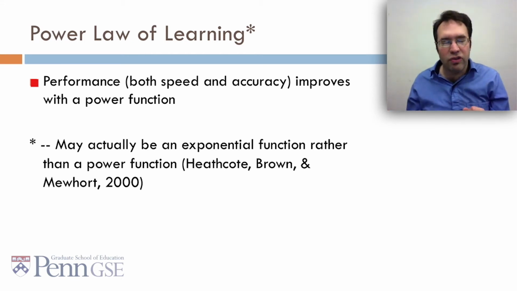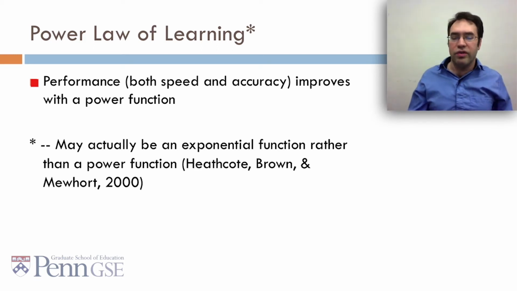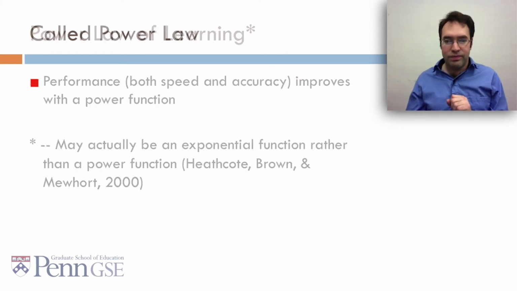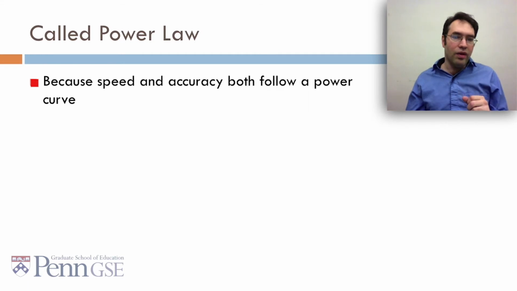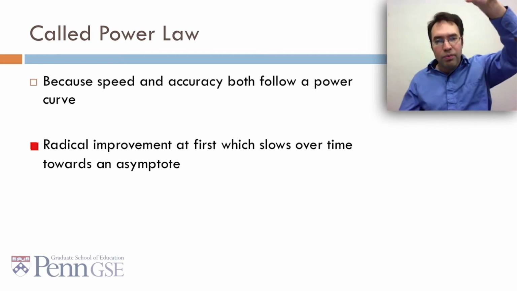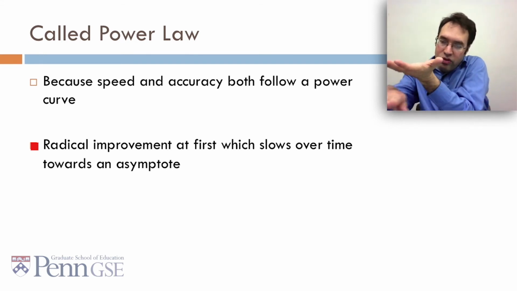Now, I've got that big asterisk there because, in fact, the power law of learning may really be the exponential law of learning. It may really be an exponential function rather than a power function. And believe it or not, people have holy wars about that debate. And it's called the power law because speed and accuracy both follow a power curve, which is radical improvement at first, which slows over time towards an asymptote. And the asymptote is the point that you just never get better than.